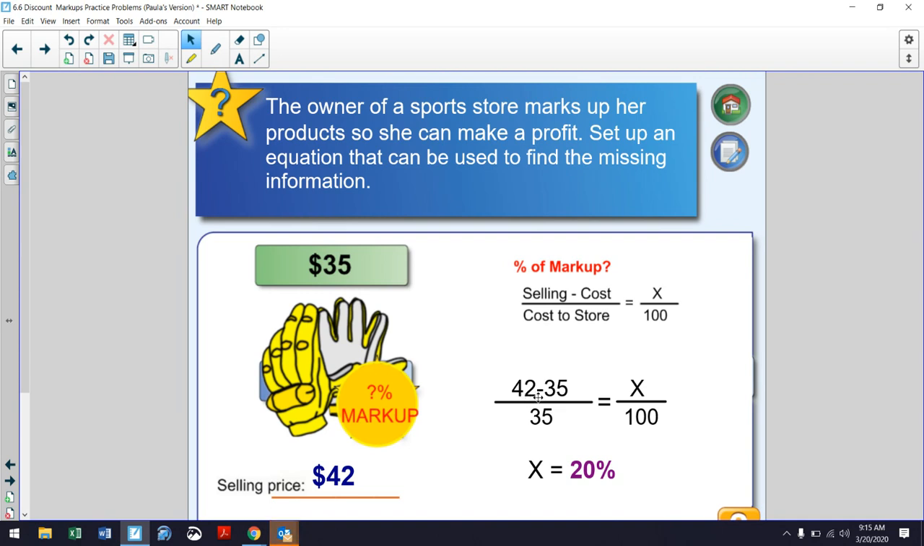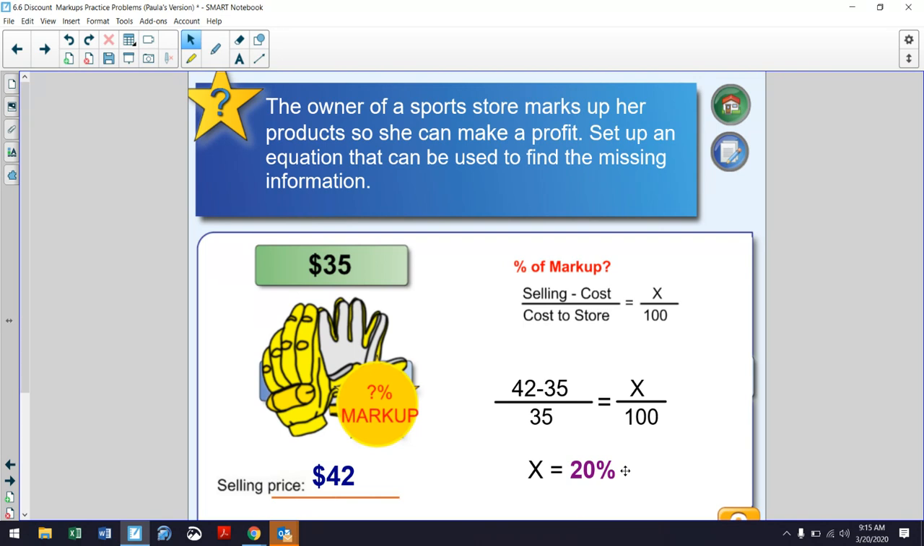So the selling price minus the cost. So selling price minus the cost of $35. And then we always want to set that over the cost to the store. And it costs her $35. And we just simplify this, cross multiply, and we get 0.2, which we have to make sure we change to a percent because we're asked for a percent of markup. So she has marked up those gloves 20%.